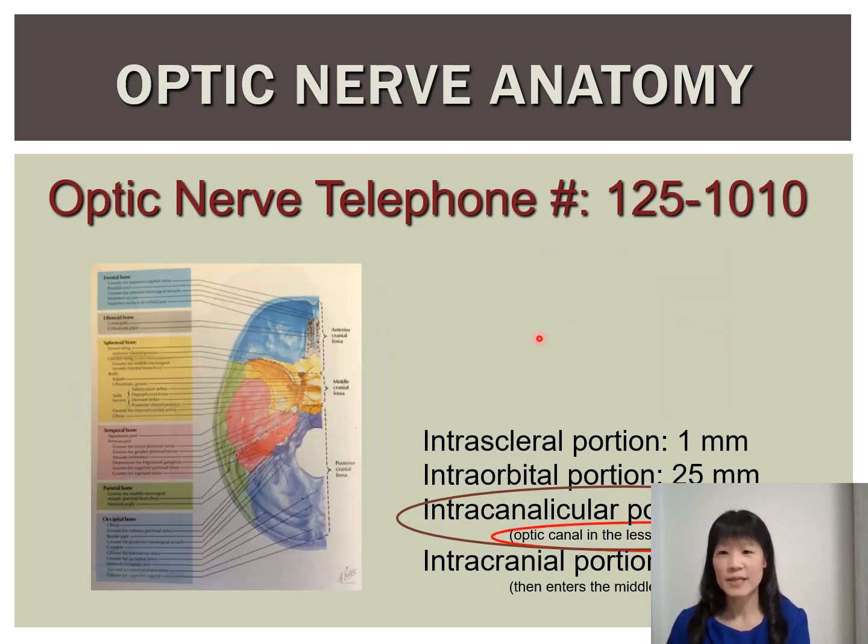The intracanalicular portion of the optic nerve is the portion of the optic nerve in the bony canal. So which bony canal are we talking about? We are talking about the sphenoid bone. That's the yellow structure here. This, of course, is our favorite atlas, Netter.